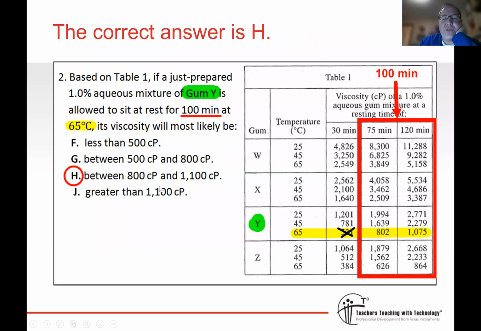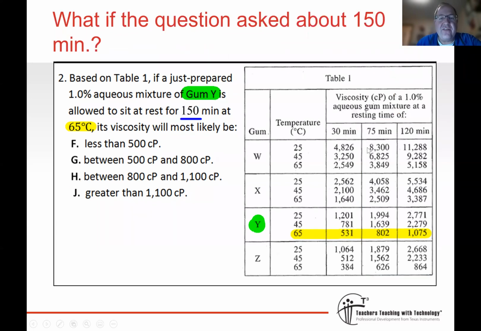And that's what we look over. We say, oh, it's between 800 and, yeah, that's it. That's the one. That idea of estimating that 100 minutes is between 75 and 120, that's a constant theme throughout the science section. Now, let's say we had a different question.